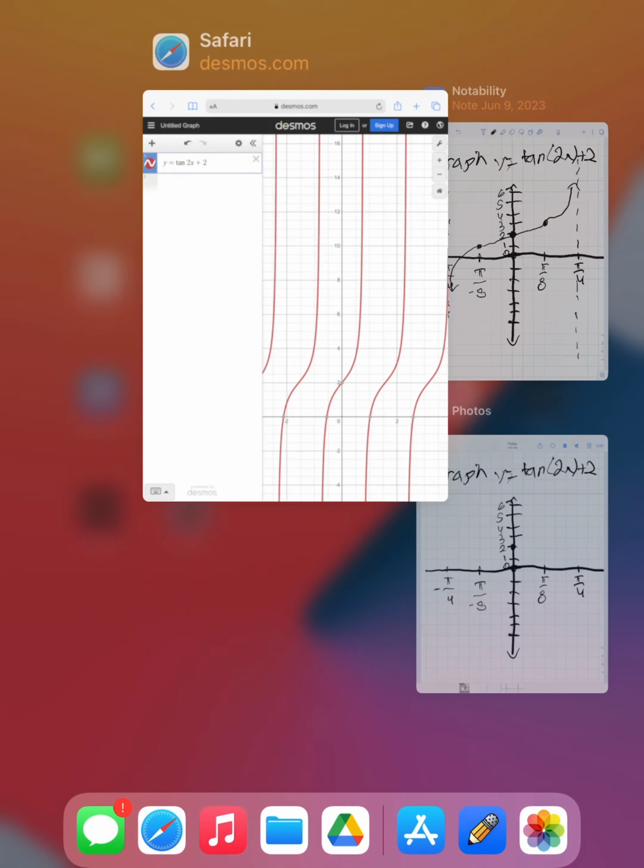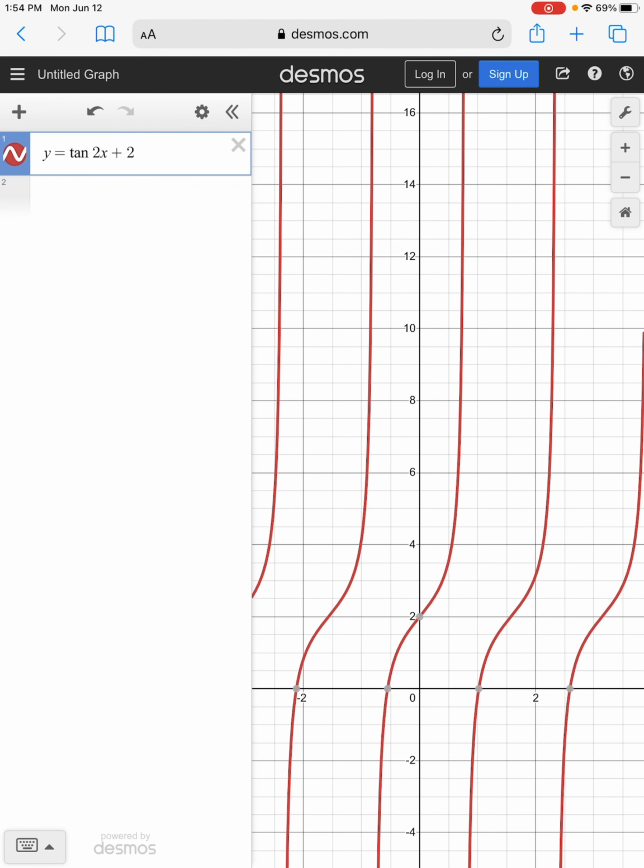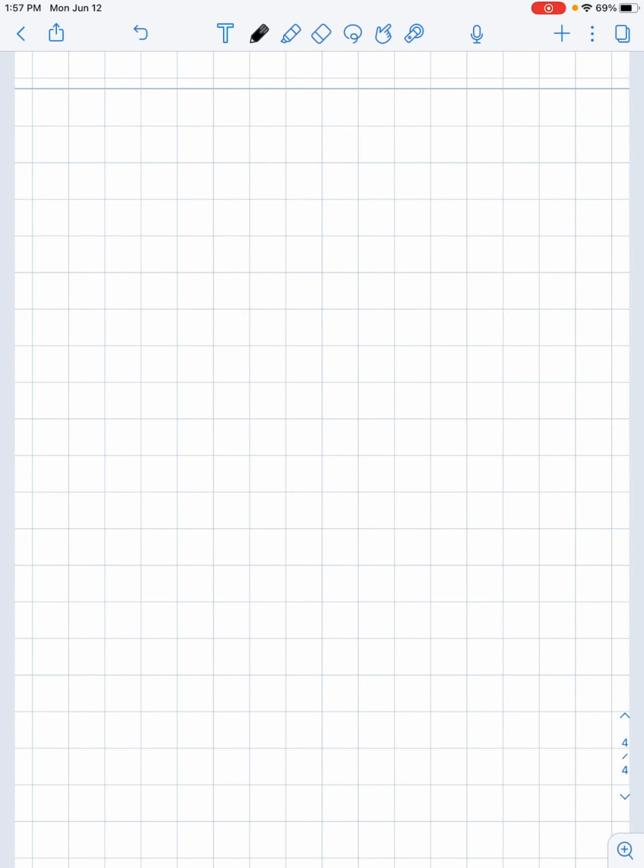And from that we could see this is how it looks like on the graph. We see our points right here at negative pi over 8, comma, 1, 0, comma, 2, and right here pi over 8, comma, 3 in some area right here, and that would prove our answer on being correct.